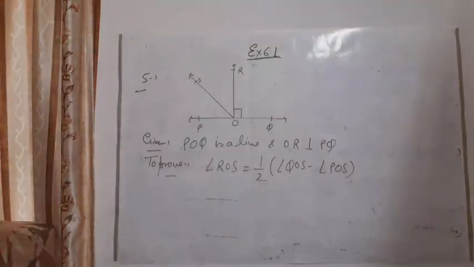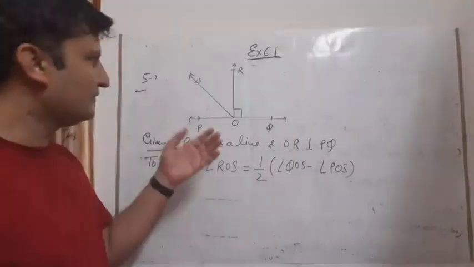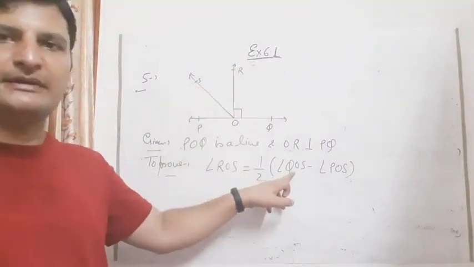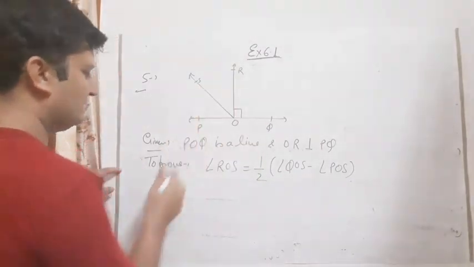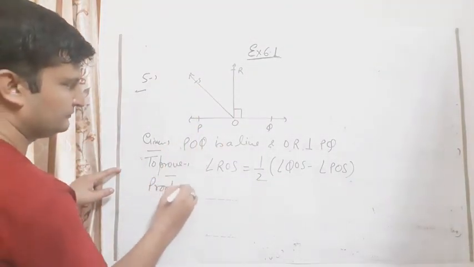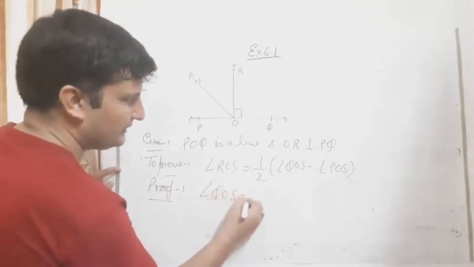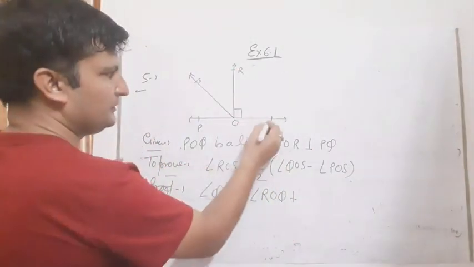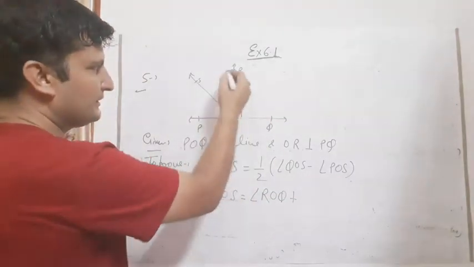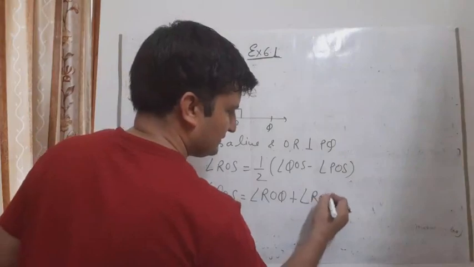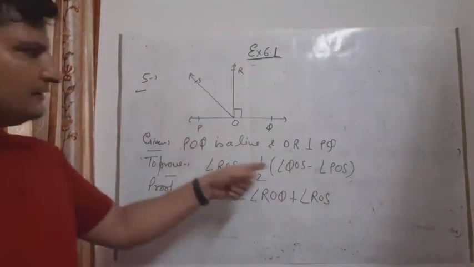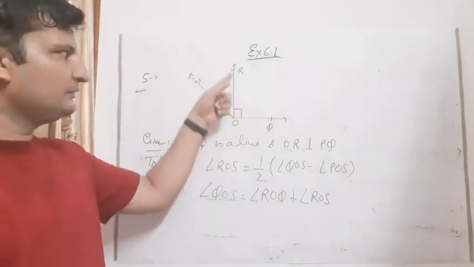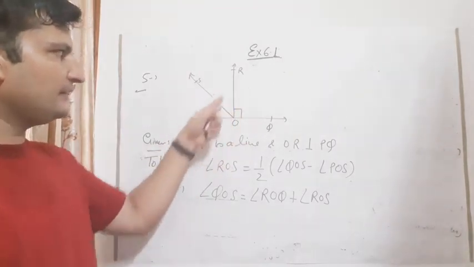So students, how can we solve it? There is one way to solve this question. What we have to find: we have to find ROS, and we also have to find angle QOS. So what we will do is take angle QOS first. The value of angle QOS, we can write it as angle ROQ plus angle ROS. We can write it like this. It is understood that we have to find angle QOS, because we have to solve first what we have to prove. So QOS will be the sum of angle ROQ plus angle ROS.